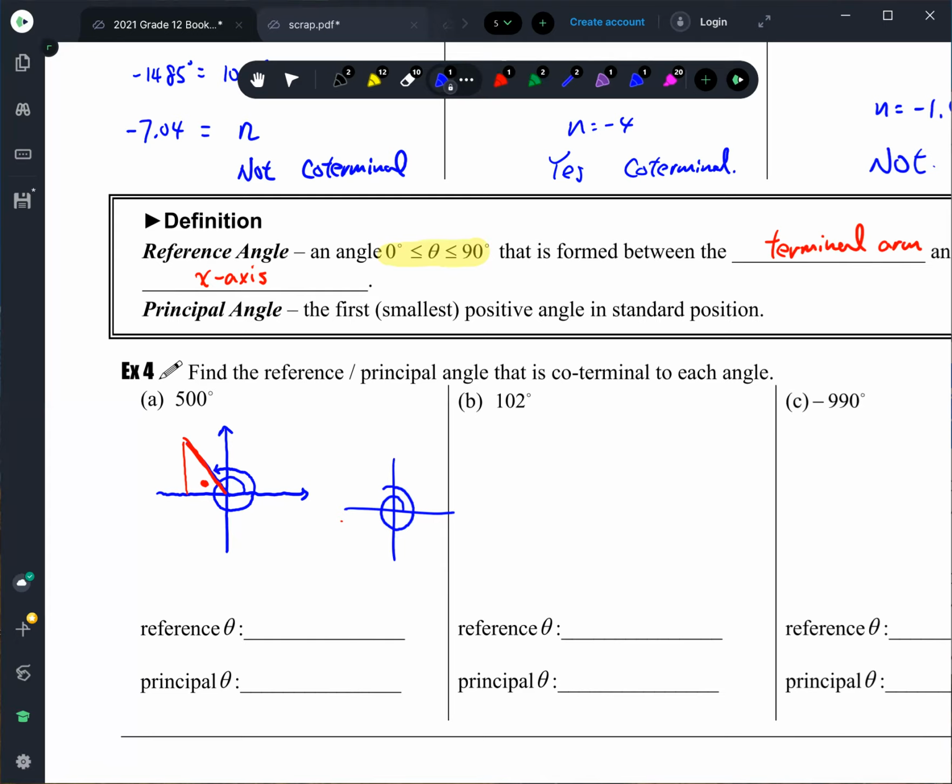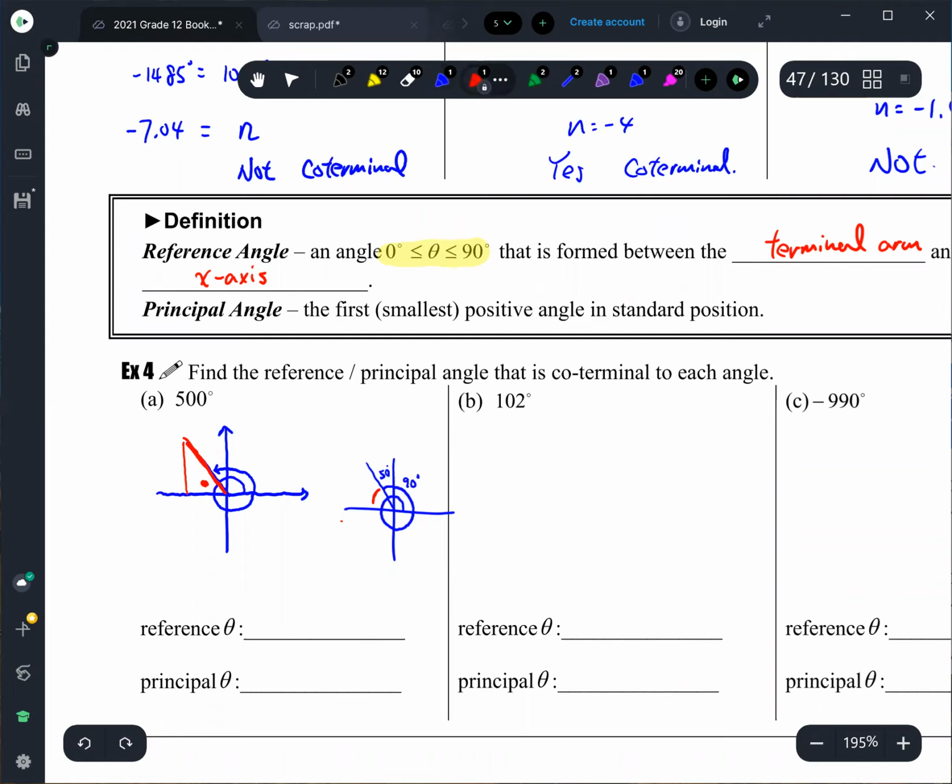Would it be 50 degrees? 50 degrees here and 90 degrees there, right? Yeah, but we are looking for this part. Oh, 40. Okay. We are looking for the reference angle.